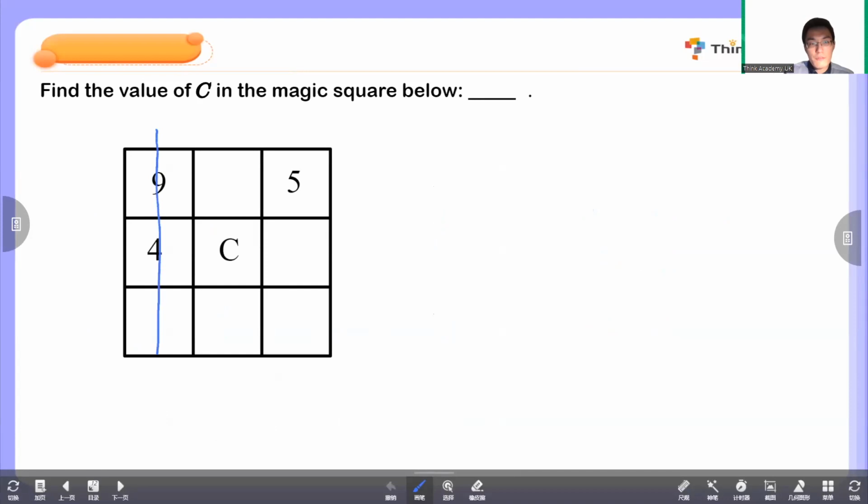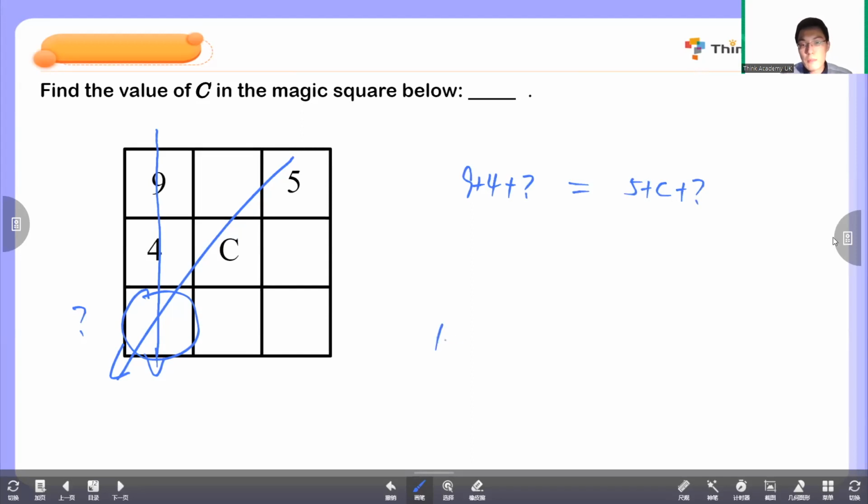That's the sum of this row. Sorry, the sum of this column and the sum of this diagonal is the same. They both equal to the magic sum. And we actually don't need to know what is the number in this cell here. We can represent it with the question mark. Okay. So that means 9 plus 4 plus the question mark is the magic sum. 5 plus C plus the question mark is also the magic sum. They're equal to each other.